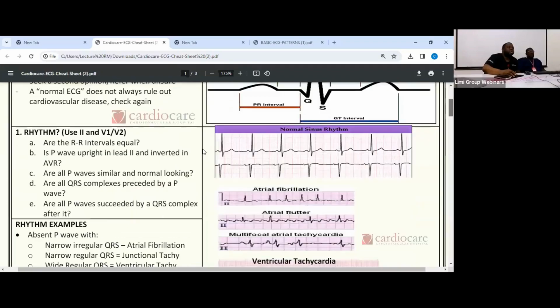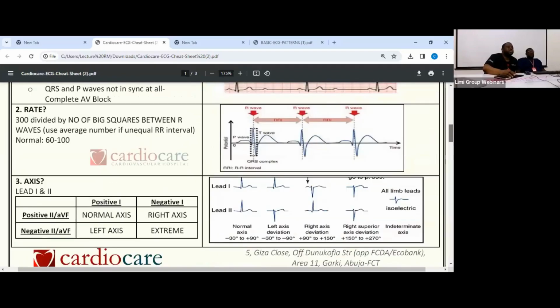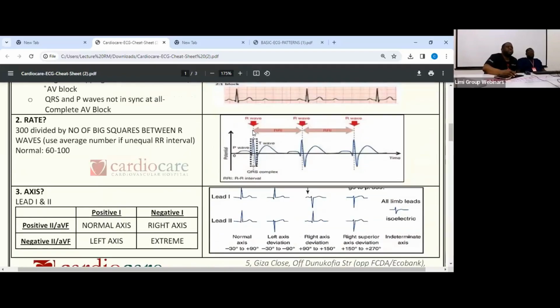Then go to the reading. Are all the RR intervals equal? Is the P wave upright? All those things we talked about. And then know some specific readings. Now we came down to the rate. And we say simply, divide 300 by the RR interval. Period. And we get that.